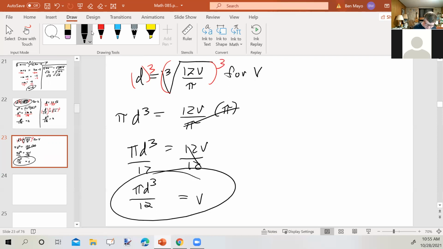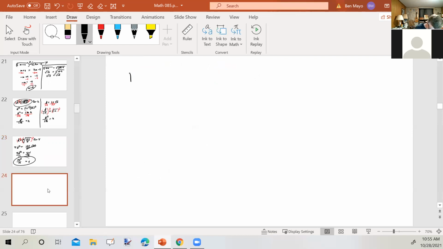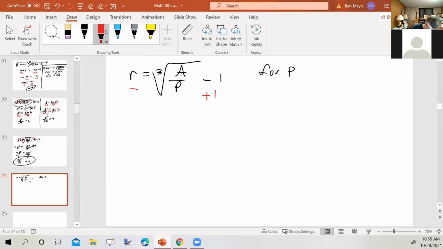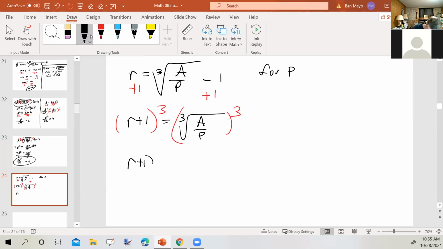How about this one? R equals the cube root of the quantity a divided by p, and then outside the radical, minus 1, and we are to solve for p. So first thing I'm going to do is isolate the radical. I'm going to add one to both sides of the equation. I get r plus one equals the cube root of a over p. Then I'm going to cube both sides. So I get r plus one cubed equals a over p.